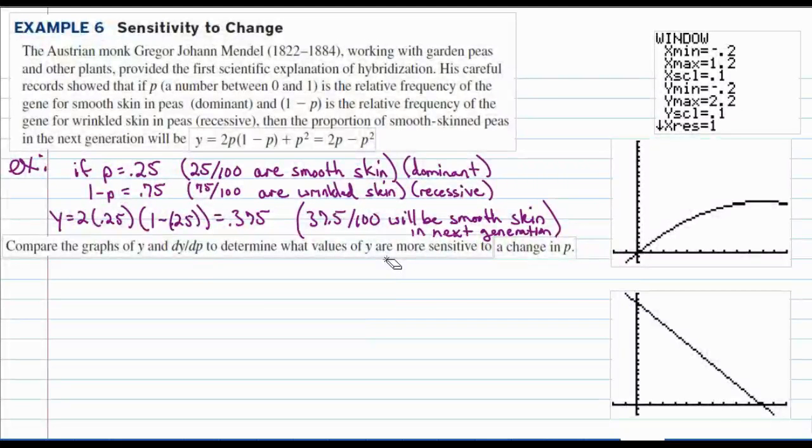This is the screencast for section 3.4, example 6. We're going to study sensitivity to change. So "change" gives you a little foreshadowing that we are going to be dealing with derivatives.